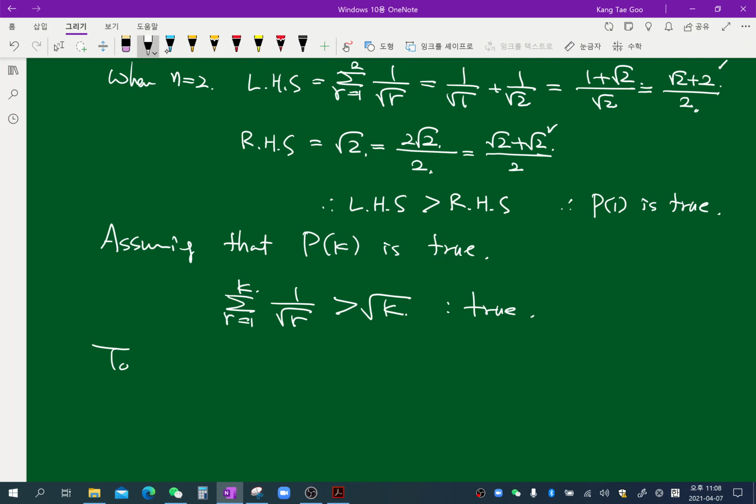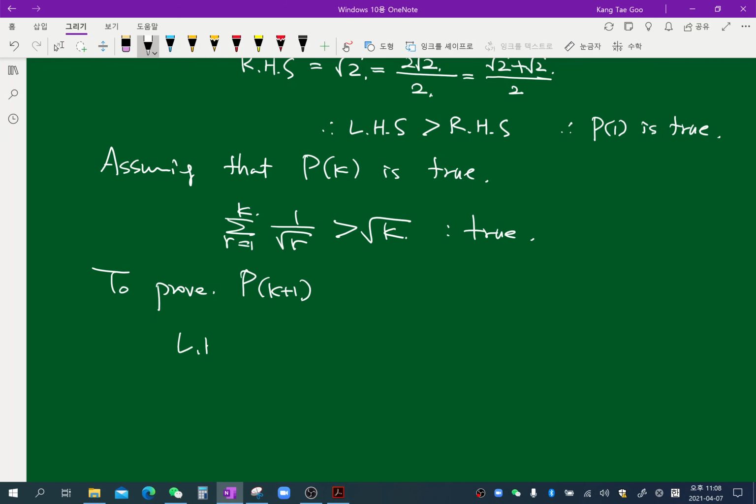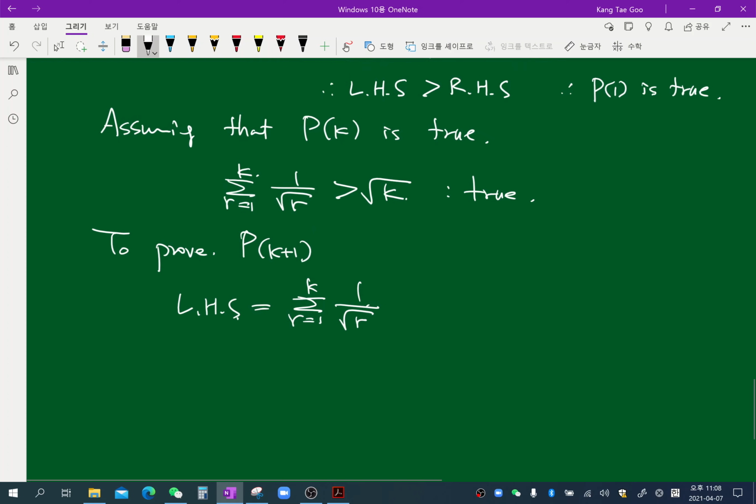Then to prove Pk plus 1 is also true, your left hand side must be bigger than your right hand side at the end, right? Your left hand side is sigma r from 1 to k of 1 over square root of r and 1 here. And then we split, no, k plus 1, sorry. We split the sigma into two parts, right? The first part is the same as Pk's left hand side, and then we have square root of k plus 1 and 1. We plug k plus 1 in there.